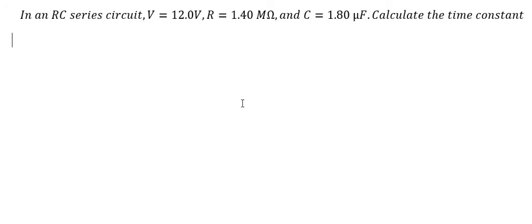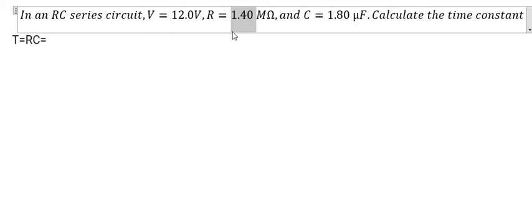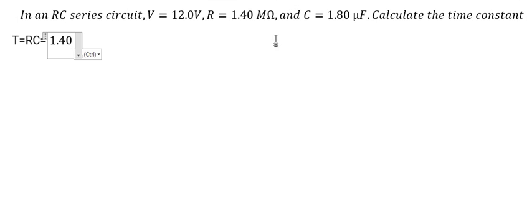So now I will show you how to answer. That's about tau equals R multiplied by C. So in this situation, we have R that's about 1.4, and we need to transform mega into 10 to the power of 6, and then we multiply by C, that's about 1.8, and we need to transform micro into 10 to the power of negative 6.